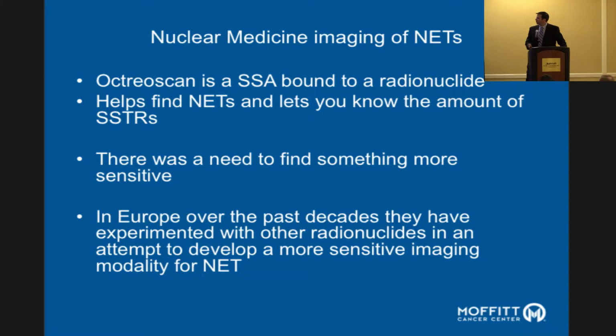Another thing they've been doing in Europe for a long time: the Octreoscan is a good test, but it can be somewhat insensitive, meaning it can have a hard time finding all the sites of the tumor, particularly when you have metastatic disease that is very small. And you still want to know about those because even though they're small, they're very important. They can change your management. So there was a need to find a test that was more sensitive than an Octreoscan.